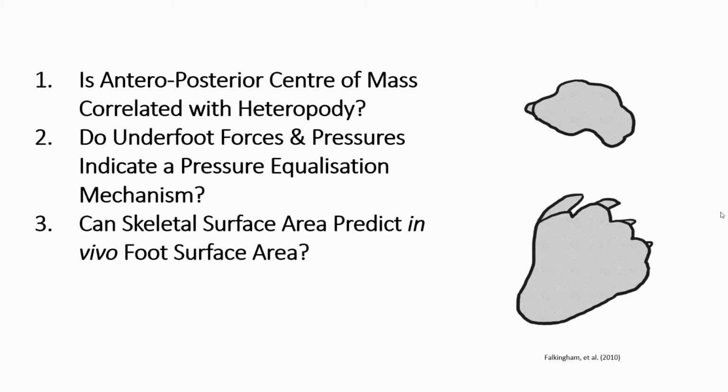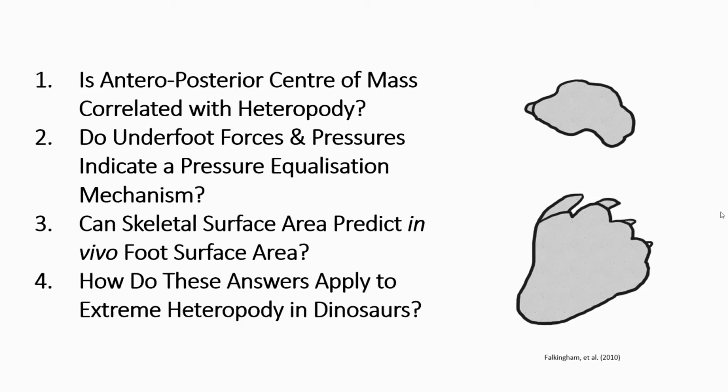This would make our job easier with identifying track makers, looking at what kind of footprint a dinosaur, for example, would make just from its osteological remains. It would also help with gathering quick and easy data from skeletal collections in museums rather than doing a lot of live animal studies. And how do these answers apply to extreme heteropody in dinosaurs? Is there a correlation between underfoot pressure and center of mass in extant animals? And how does this relate to the mechanism? Is there something else going on? Okay.